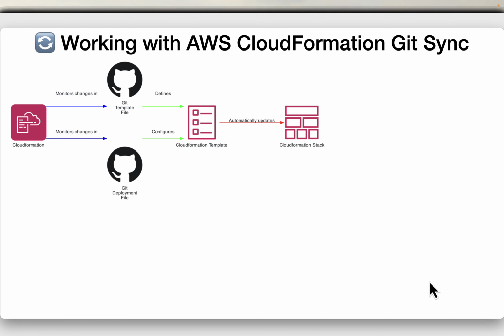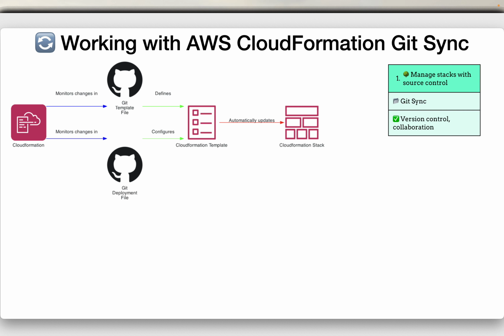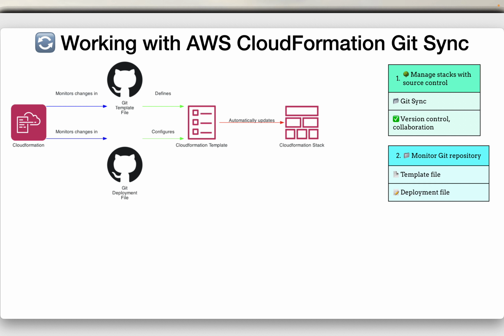Okay, the last feature is working with AWS CloudFormation Git sync. Git sync enables managing CloudFormation stacks using a source control system, providing version control and collaboration capabilities. The CloudFormation template file and the stack deployment file. So you monitor the Git repository using the template file and the deployment file.